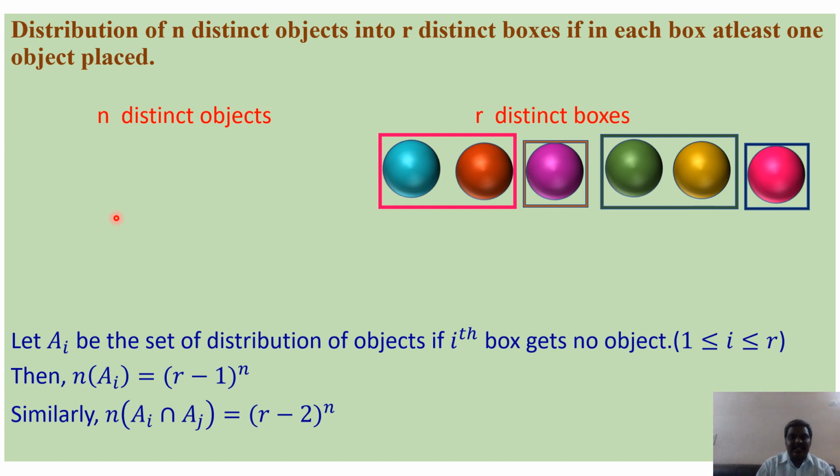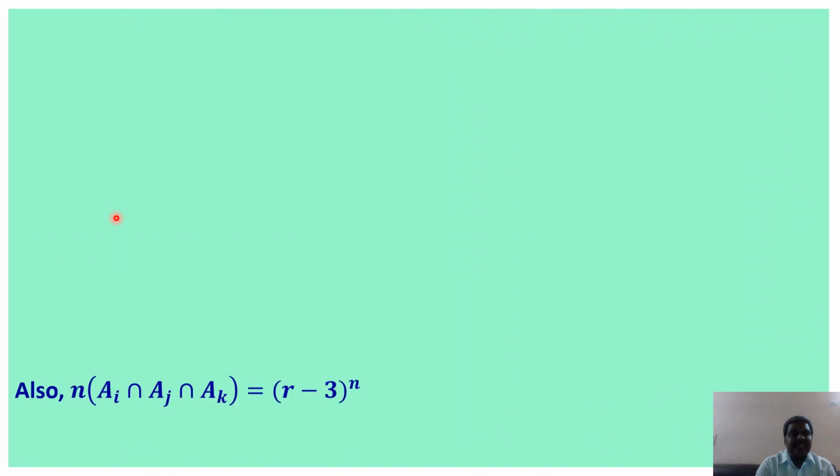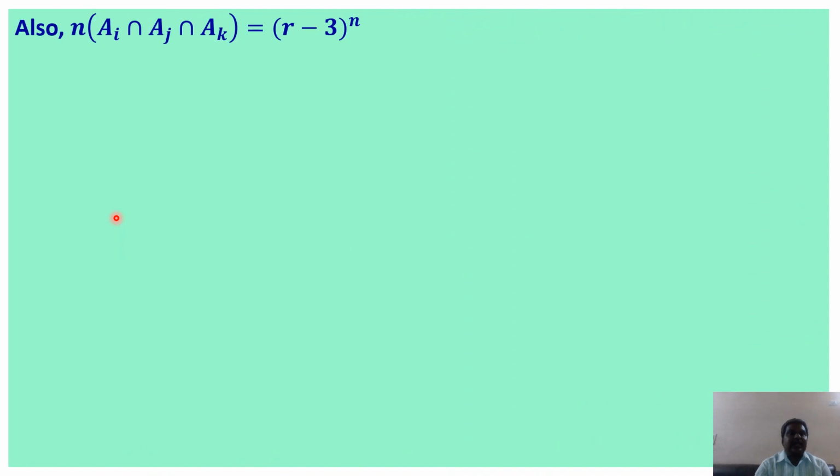R minus 3 whole to the power of n. See here, n of Ai intersection Aj intersection Ak is (r minus 3) whole power n. Can you proceed in the same manner or not?